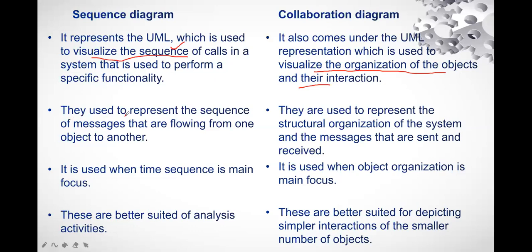Next point, the sequence diagram is used to represent the sequence of messages flowing from one object to another, and here we are representing the organization structure of the system. So the collaboration diagram is used to represent the structural organization of the system and the messages that are sent and received. Third point, the sequence diagram is used when time sequence is the main focus, as I told you right now. And the collaboration diagram is used when object organization is the main focus. So this is the basic and main difference between the two diagrams.